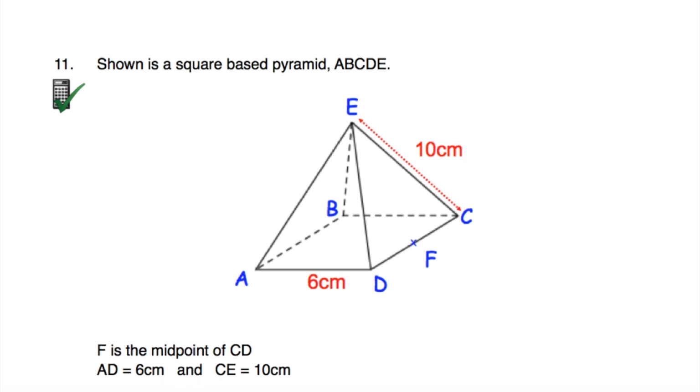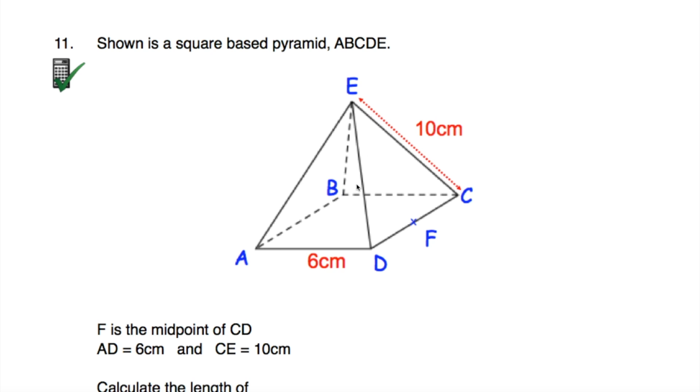Okay, so question number 11. We've been given a square base pyramid, A, B, C, D, E. And we're told that F is the midpoint of CD. So CD is one of the sides of the base. It's a square base pyramid.